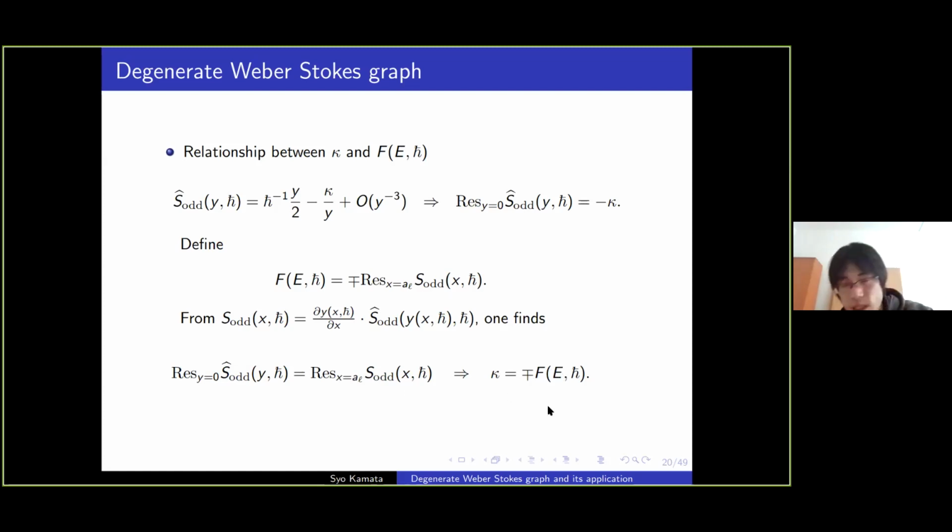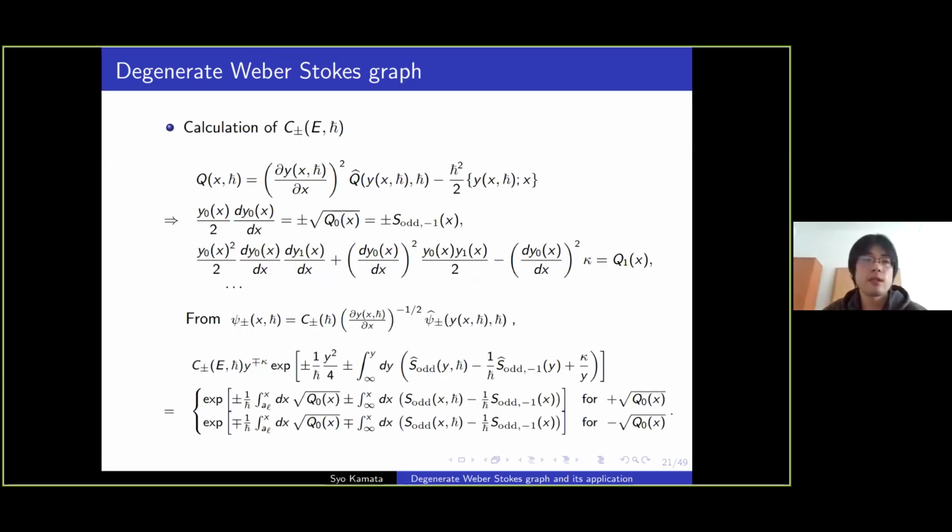So this plus minus is a little bit technical, coming from a technical reason. Basically, it's coming from the asymptotic behavior of the Stokes graph. But the important fact is actually this F can be obtained by this residue integration around the turning point. So we could make the relation between the two.